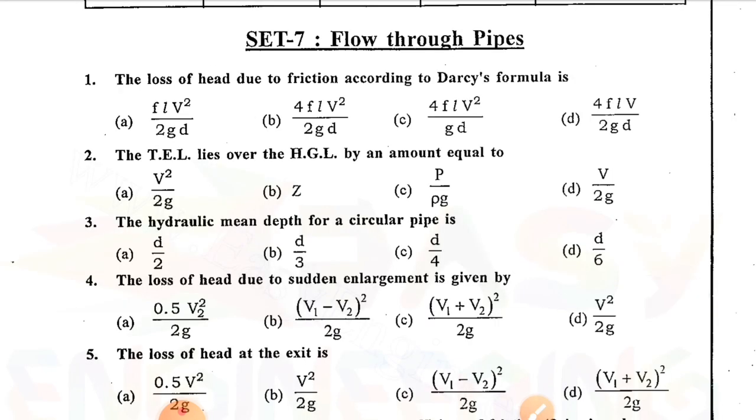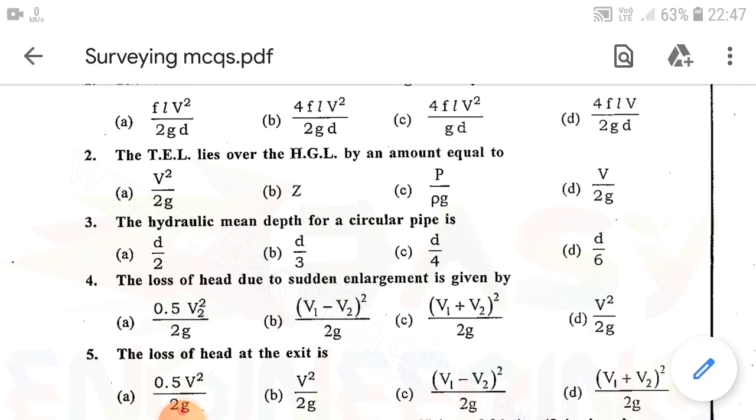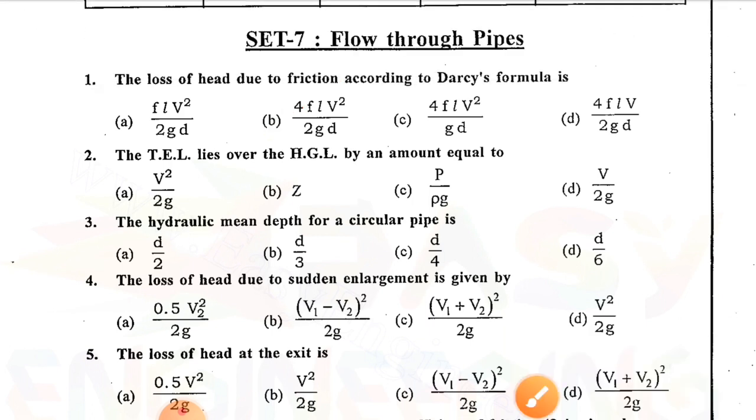Set number 7, flow through pipes. Question number 1, the loss of head due to friction according to Darcy formula is. Option B is correct, 4FLV square by 2GD. Question number 2, the TEL lies over the HGL by an amount equal to. Option A is correct, V square by 2G.